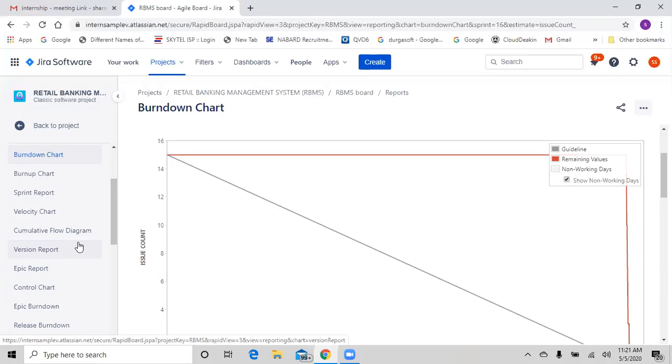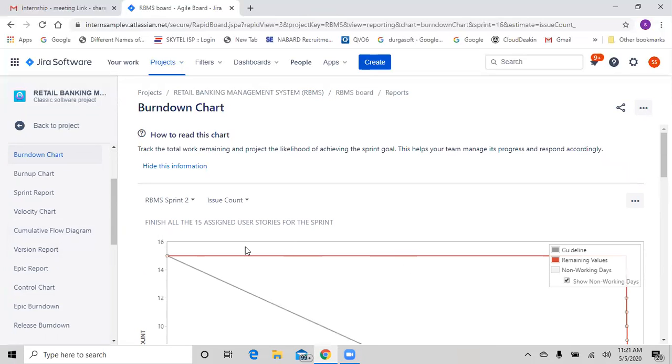The majority of the cases, burn down: how much work is pending, people are going to see. As a BA, we are concentrating only on burn down charts, majority of the cases. The rest of the charts, as and when required, you can open and observe. That's more than sufficient. Yeah, I took a few of them as screenshots for my reference actually. That was really good.